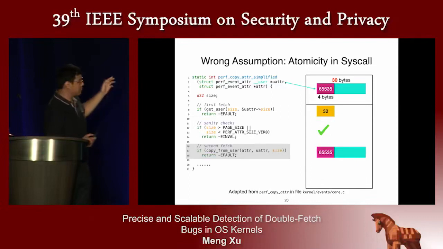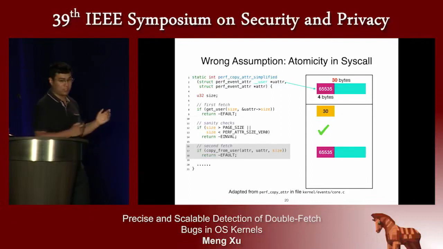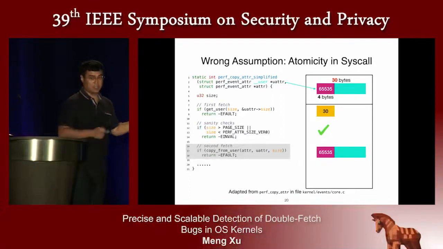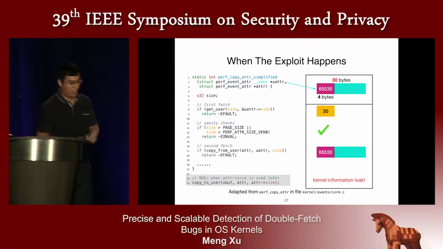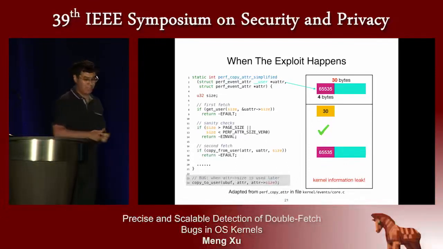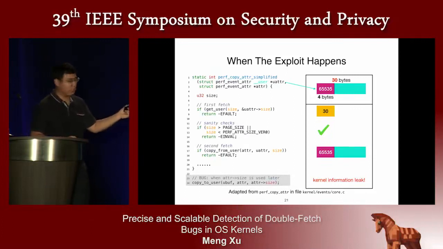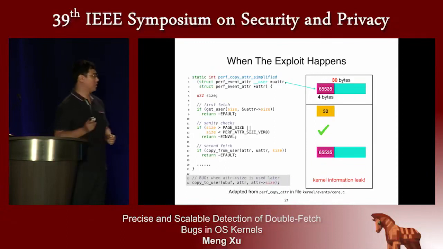Then when you do the second fetch, you copy the whole message, but this time the message header, the size of the message, has actually changed. Later, if you do some calculation and then want to copy the buffer back to user space, and you rely on the first 4 bytes to indicate its size, you're probably going to copy something like 64 bytes of kernel space into user space, which is a kernel information leak.